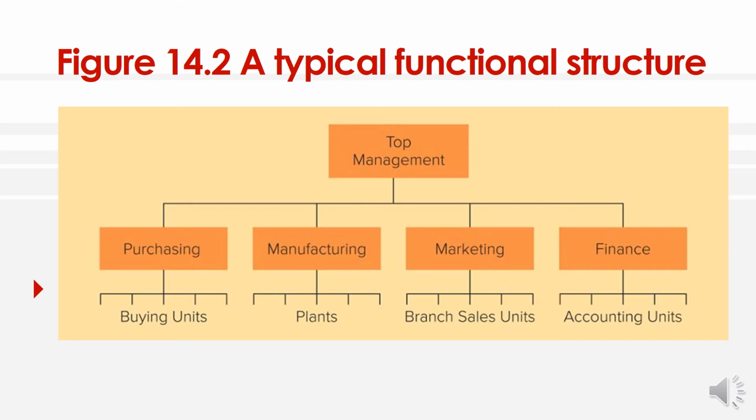To figure 14.2, a typical functional structure. From this figure, what we can see is the lowest level on this chart consists of multiple units: multiple units reporting to purchasing, multiple plants reporting to manufacturing, multiple branch sales units reporting to marketing, and multiple accounting units reporting to finance.